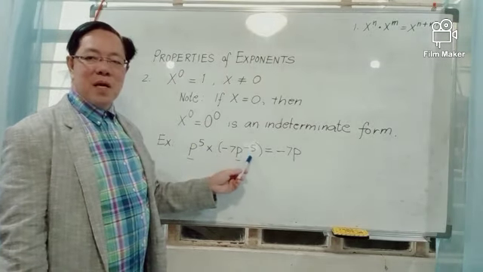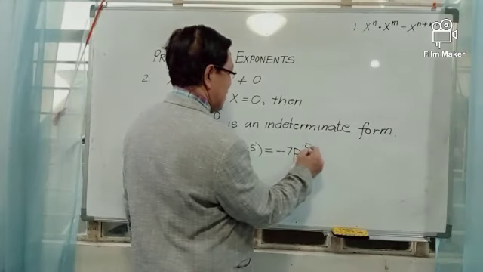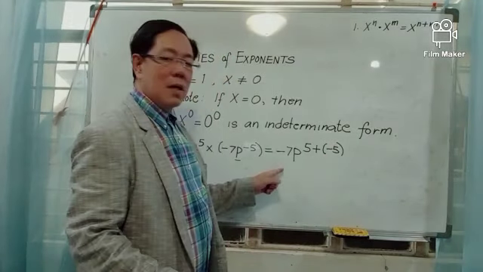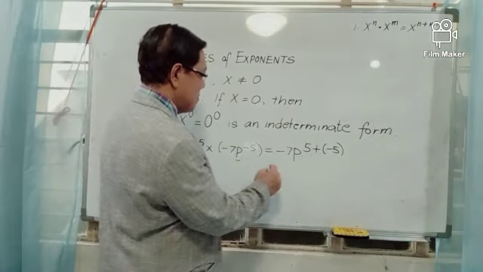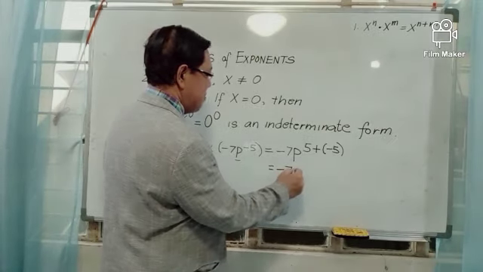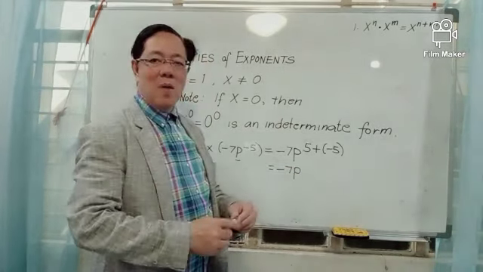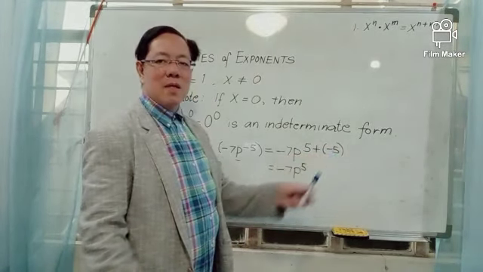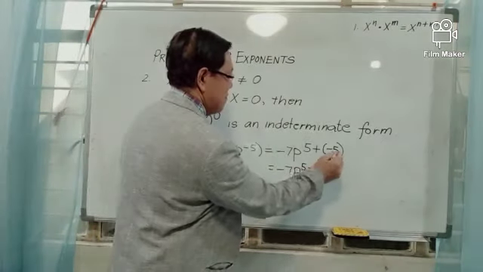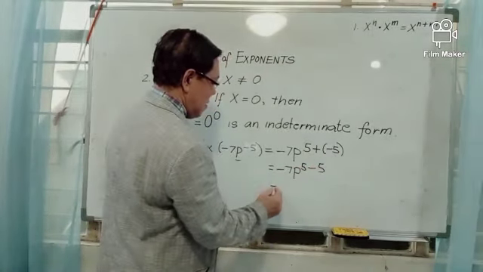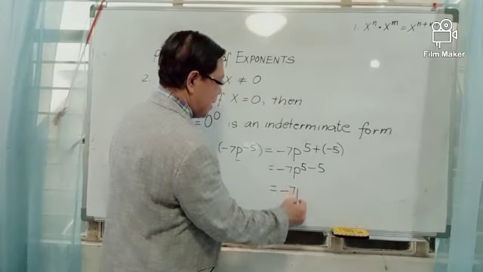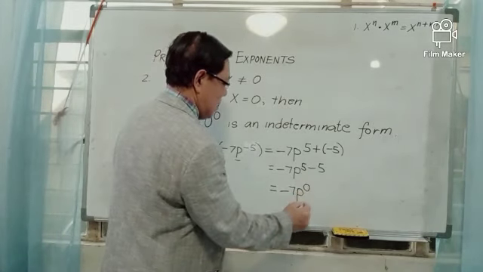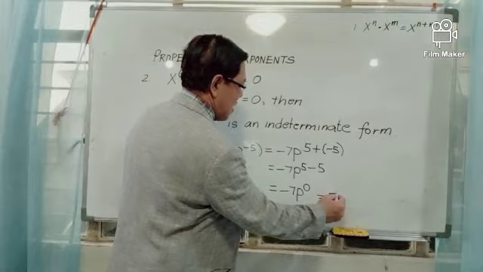5 plus negative 5. And simplify the right side. We have p to the power 5 plus negative 5, which is p to the power 5 minus 5. 5 minus 5 is 0. Equals negative 7 p to the power 0.